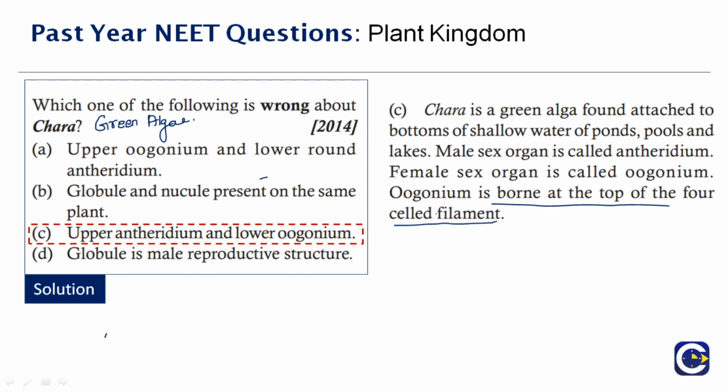So here they are asking which one is wrong. They have mentioned it is upper antheridium and lower oogonium, but the right answer is oogonium is at the top. Therefore, upper antheridium and lower oogonium is a wrong statement here. Which statement is wrong, they've asked. The statement which is wrong out of the 4 options given here belongs to option C.